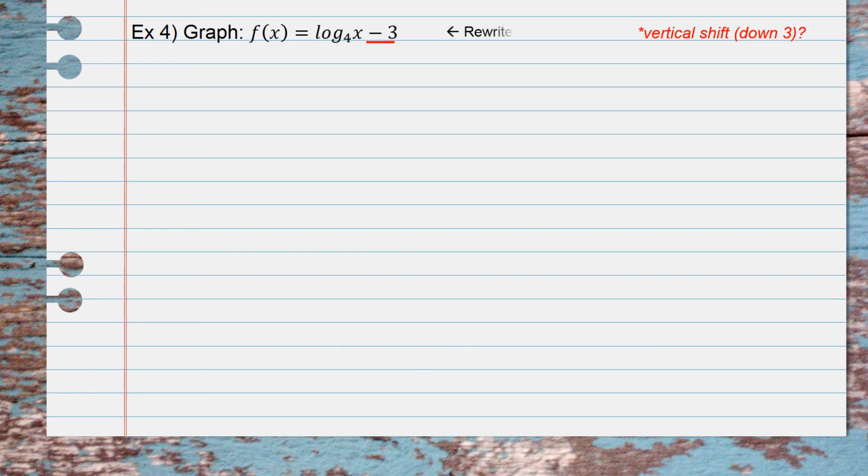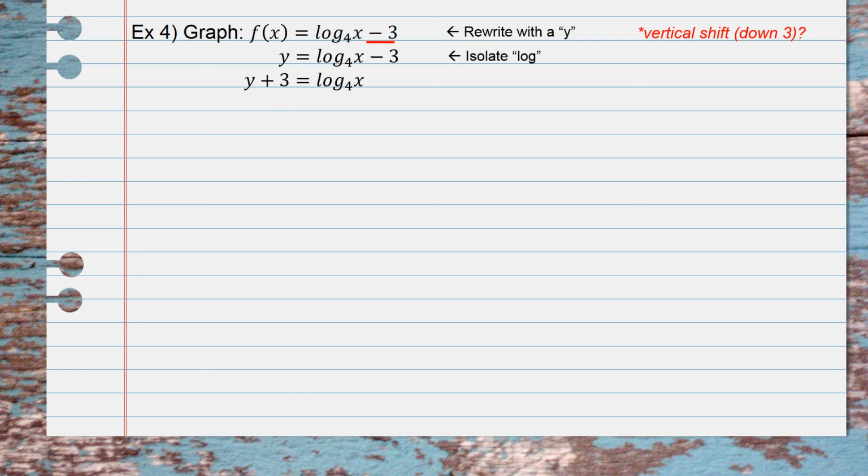So first, we want to rewrite this with the letter y, which gives us y equals log base 4 of x, minus 3. From here, we want to isolate log. Notice I have log base 4 of x minus 3. Since the minus 3 is not part of the log, I need to isolate the log. So to undo subtracting 3, I must add 3. So y plus 3 equals log base 4 of x.